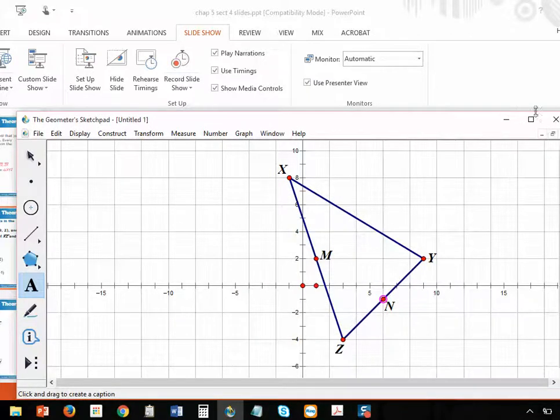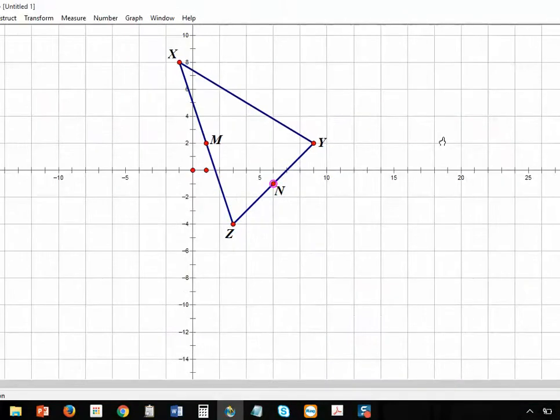I believe on your worksheet, the triangles are already there and graphed and everything. So what we want to see is what's the relationship between MN and XY. So let's find the slope of XY. Let's do it first by hand.